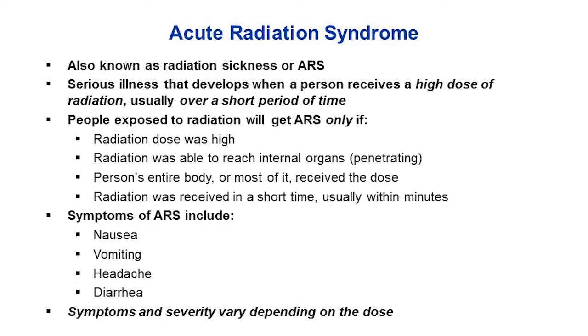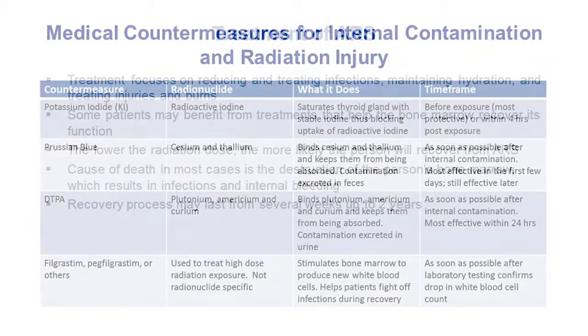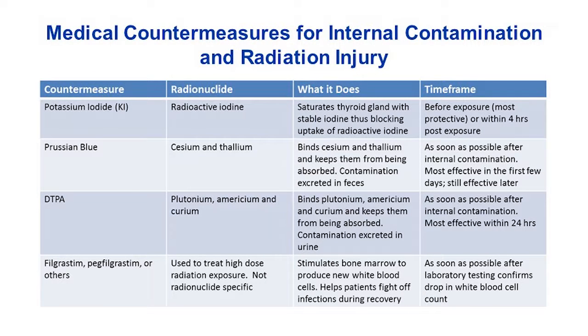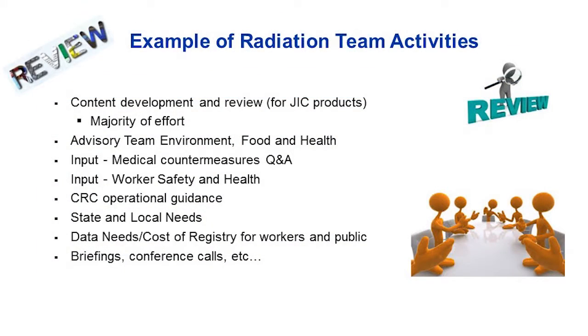And the symptoms include nausea, vomiting, headache, diarrhea. And the symptoms and severity will depend on the dose. And there's some treatment, again, depending on the symptoms, what will be done for treatment. And that's a listing of what we currently have on the Strategic National Stockpile. And just want to give you a sample of some of the questions that we deal with in my team and the radiation team during an event.